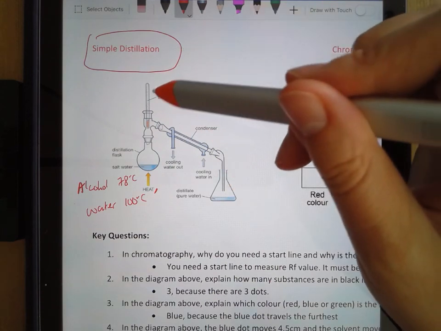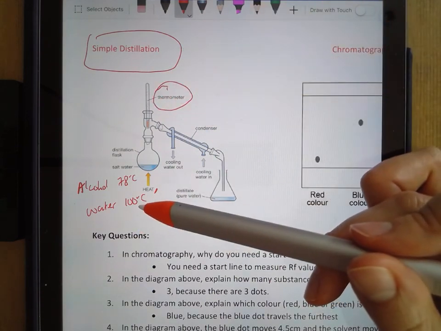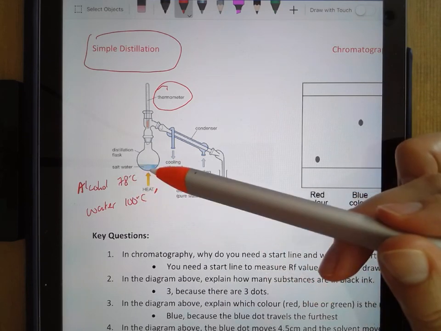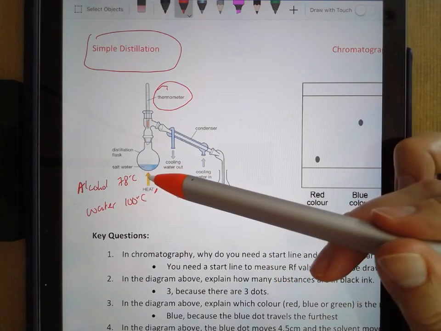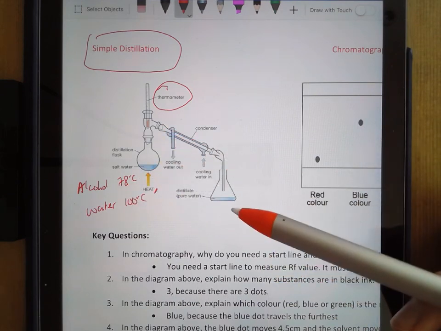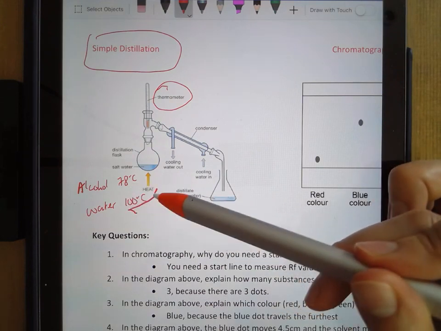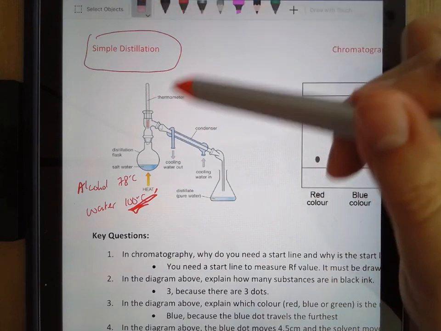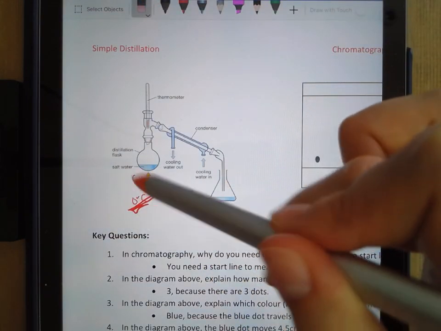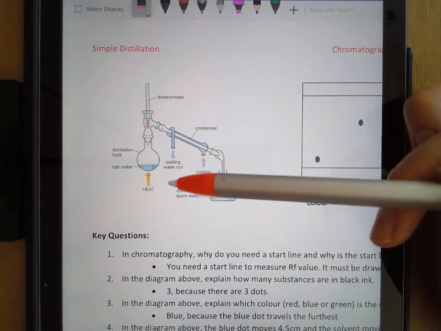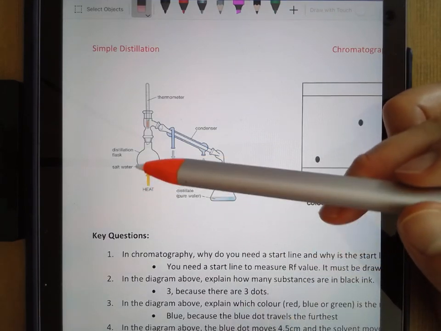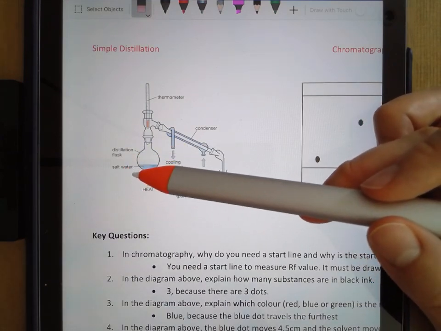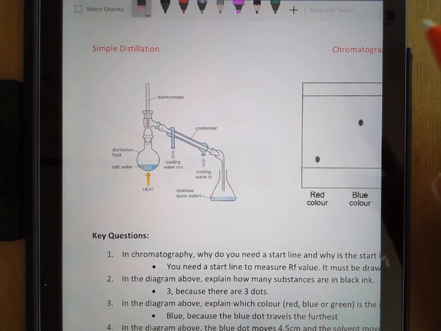As long as you keep an eye on your thermometer and you make sure that you don't go to 100 degrees Celsius, your water will stay behind in the flask. So you heat it enough to turn your alcohol into a vapor, which you can then cool, condense, and collect. But you don't heat to 100 degrees Celsius because you want the water to stay as a liquid in your flask. So that is distillation. It can be used to separate mixtures of liquids with different boiling points, or to separate a soluble solid from a liquid, enabling you to keep that liquid.